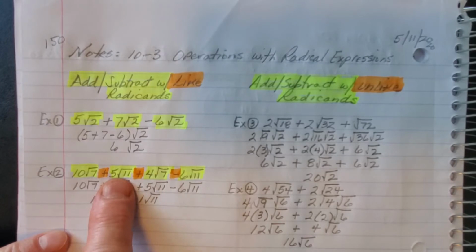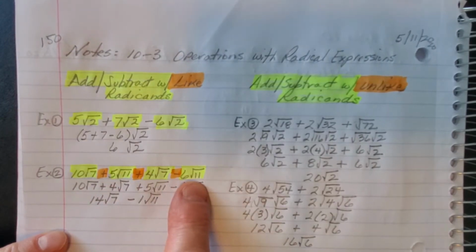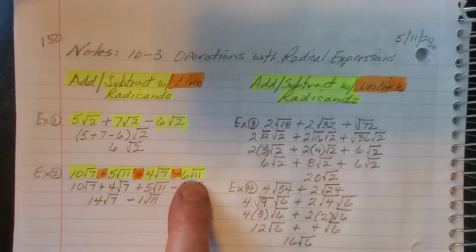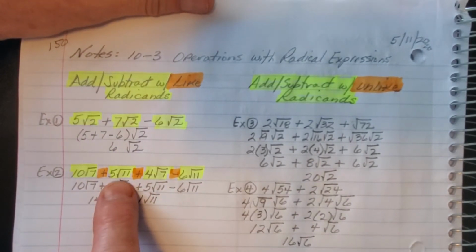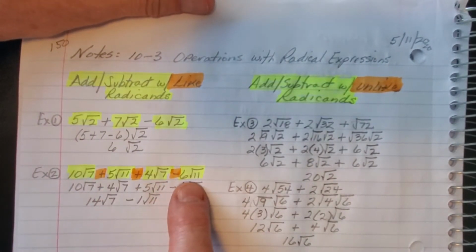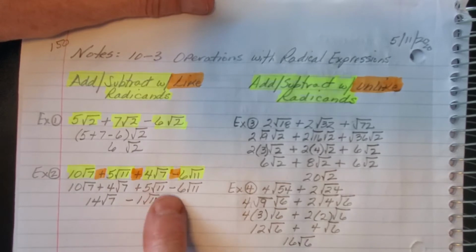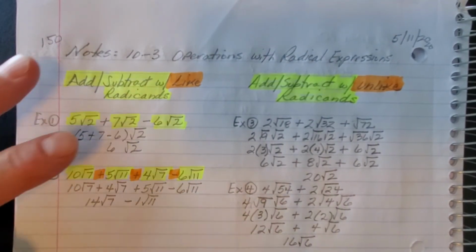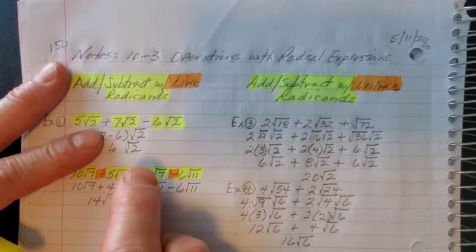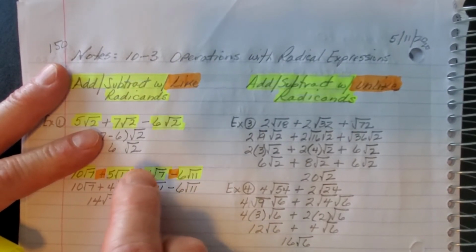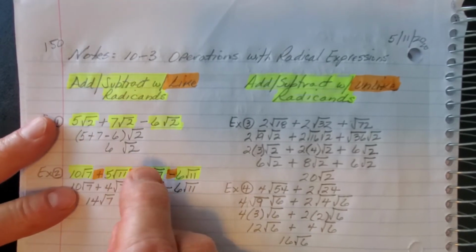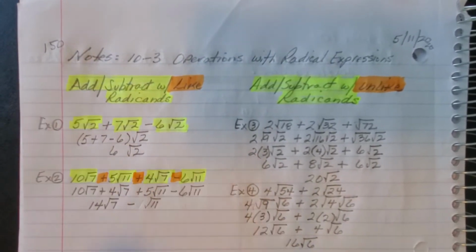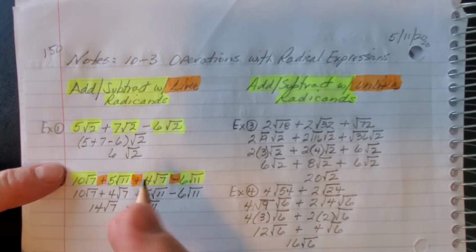Then we can put the square root of 11s together, those two terms, because they have the same radicand. So we put 5 square roots of 11 with negative 6 square roots of 11, and we get 5 minus 6 is negative 1. And remember, you don't write the 1. I put it on there so I could erase it to show you don't write the negative 1. Get rid of that, please. All right, there we go. So that's a little bit better.